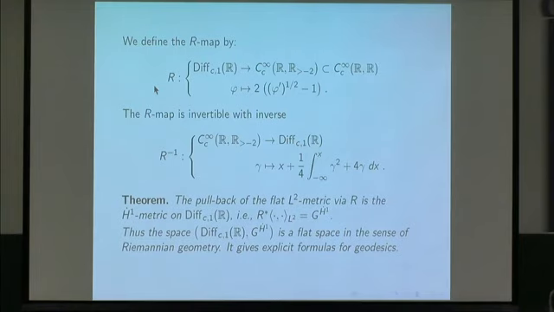So it has an inverse, and the theorem is if you pull back the flat L2 metric from this space to the diffeomorphism group, you get exactly this H1 dot metric. Therefore, this space is a flat space in the sense of Riemannian geometry, and you get explicit formulas for geodesics, because in this space with this fixed L2 metric with constant volume, it's easy to write geodesics. They are just straight lines, and you feed them in here and you get the geodesics. And you can do nearly everything with these geodesics.